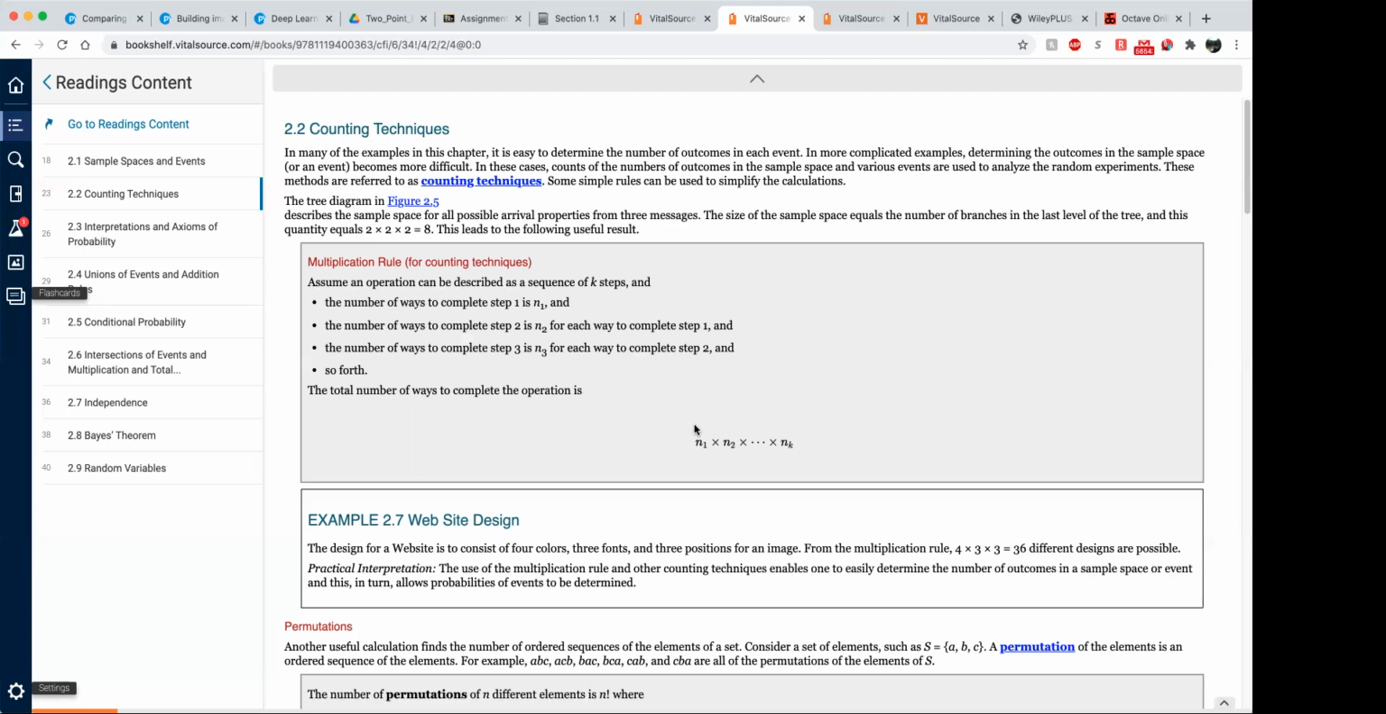So that's the multiplication rule. Assume an operation can be described as a sequence of k steps. The number of ways to complete step 1 is n1, the number of outcomes for the first step. The number of ways to complete step 2 is n2, the number of outcomes for the second step. The total number of outcomes is n1 times n2 times through nk.